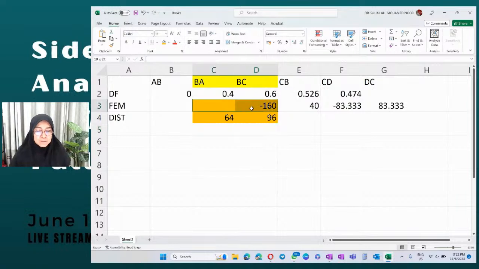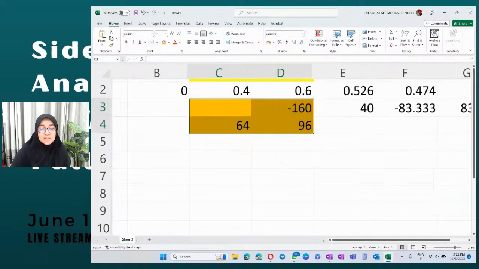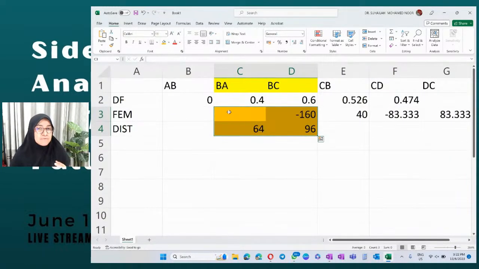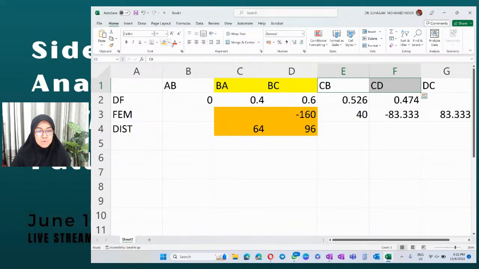Okay. So for checking, the total must be 0. If the total is equivalent to 0, it means that the analysis is correct. Okay. Total moment at C comes from CB plus CD.